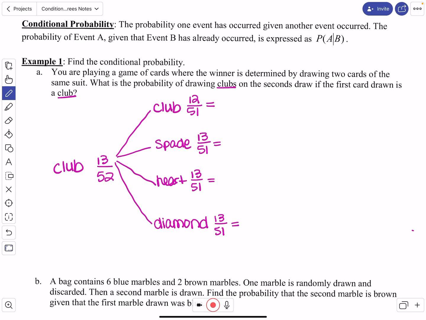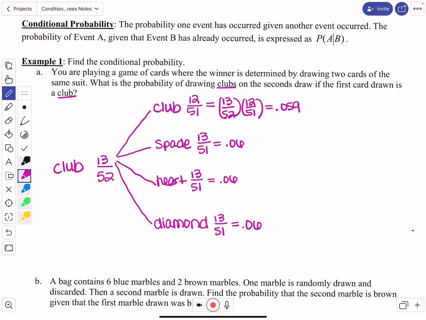So you do 13 over 52 times 12 over 51. You don't have to write this out every time, but that's all I'm calculating to get this decimal. This is going to be 0.059. I'm going to do the same thing here, just multiplying these fractions. This one's going to be 0.06. This one's also 0.06, and this one's also 0.06.